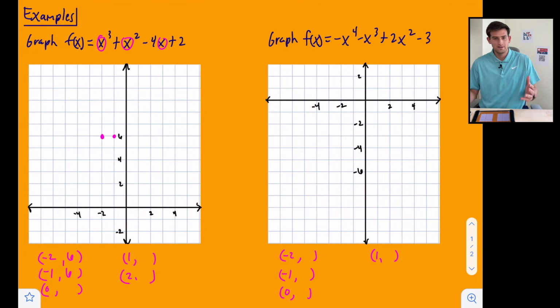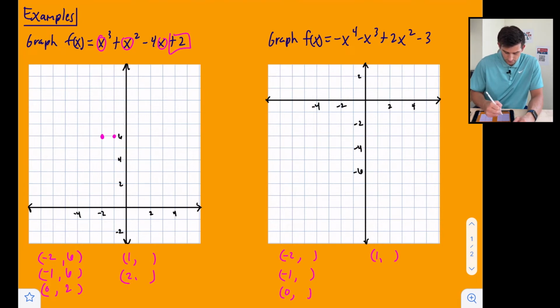Okay, so now we're going to plug in 0. Now this one we could probably do in our heads, because once we plug in 0 for x, all of those are going to go away, and we're left with just this plus 2 at the end, so 0, 2. So we put our point there. All right, so now let's plug in 1. So we're going to have 1 cubed plus 1 squared, so this is going to be 1 right here. And then minus 4 times 1, so 1 plus 1 is 2, 2 minus 4 is -2, -2 plus 2 would be 0. So we have a point at 1, 0. And now let's do 2. So we have 2 cubed plus 2 squared minus 4 times 2 plus 2, right? And we get 6 one more time. So we have 2, 6, okay?